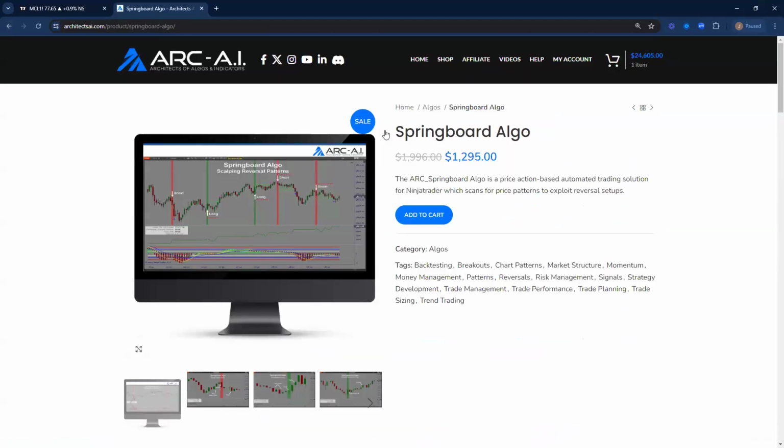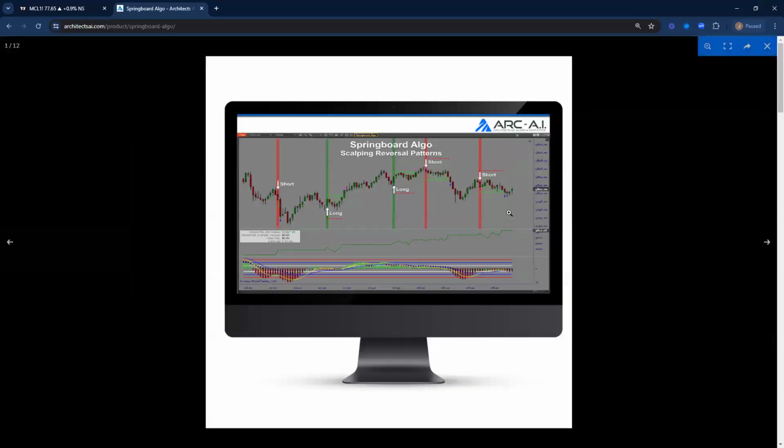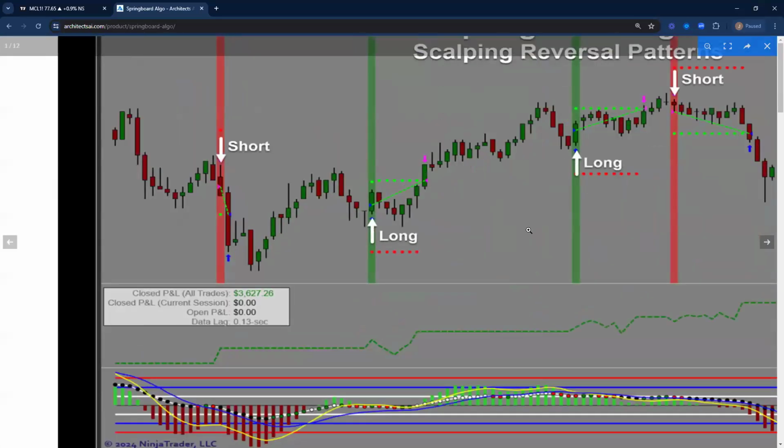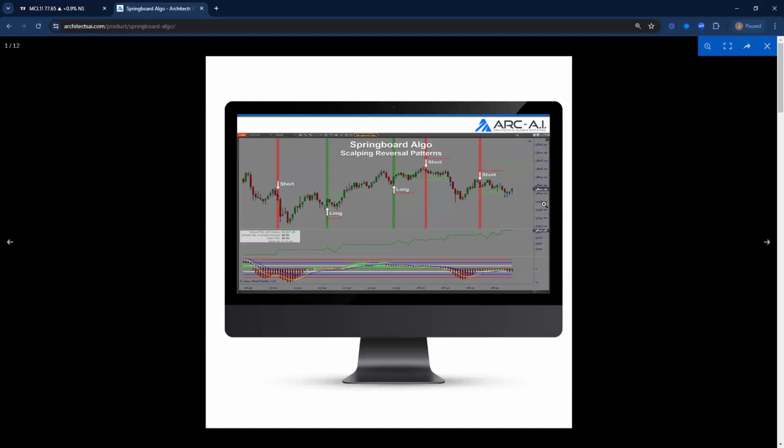Springboard. The best kept secret. I swear, I have tried and tried and tried to promote this thing like crazy because it makes money. But I don't seem to get too far in my promotion of this one. This is a really, really great way to trade.